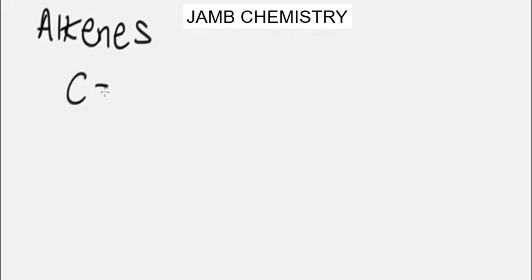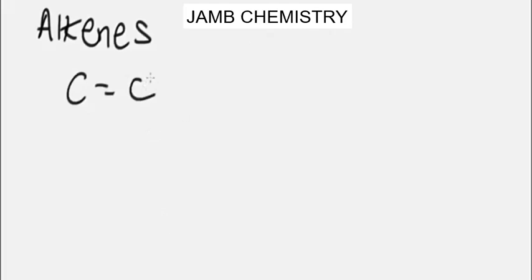So we're looking at alkenes. As we all know, alkenes are aliphatic hydrocarbons. Let's look at the properties of alkenes now. Alkenes are unsaturated hydrocarbons. They have a double carbon-carbon bond in their structure.